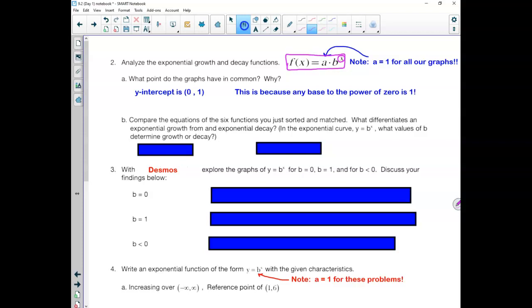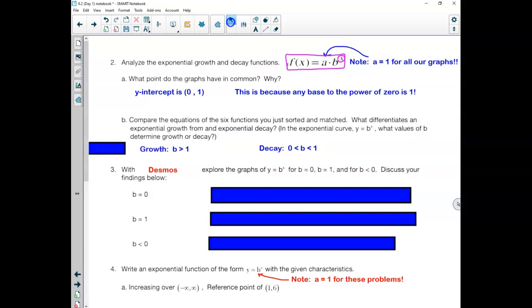Compare the equations of the 6 functions that we just matched. What differentiates a growth from a decay, okay? Well, what do you notice about the growth? The growth functions all have what in them? Their b factor is bigger than 1, okay? What were they all? We had 1 with 10, 1 with 3, 1 with 1.5. And the bigger that b value got, the faster it grew.